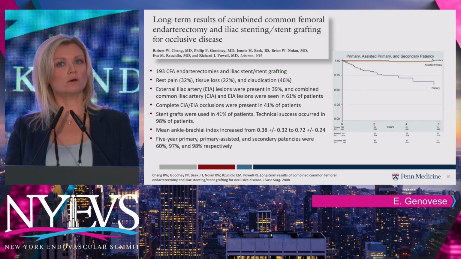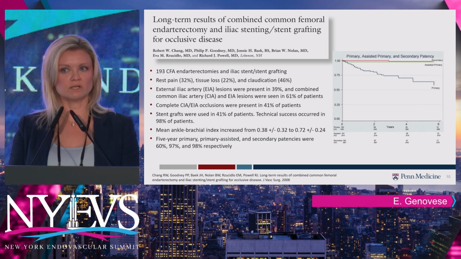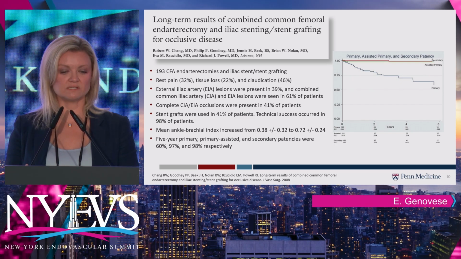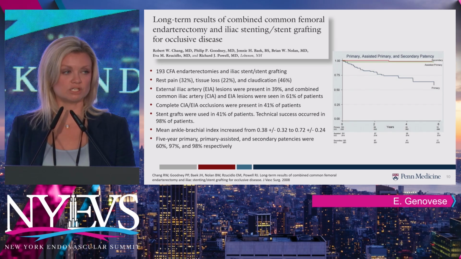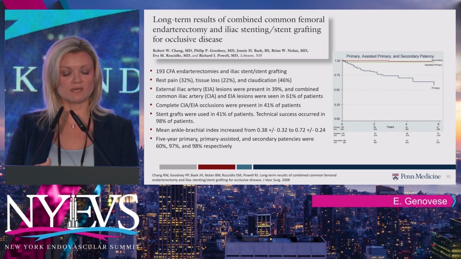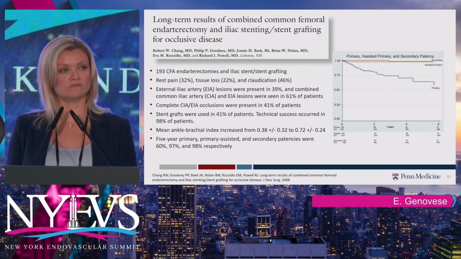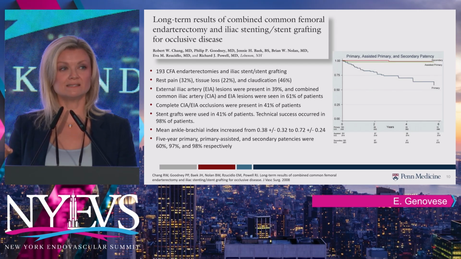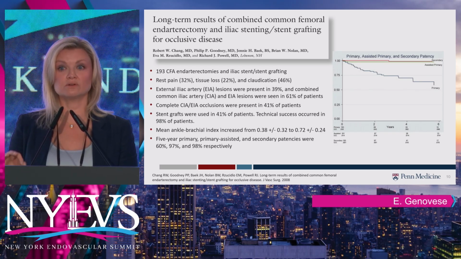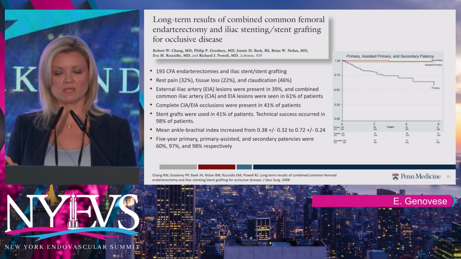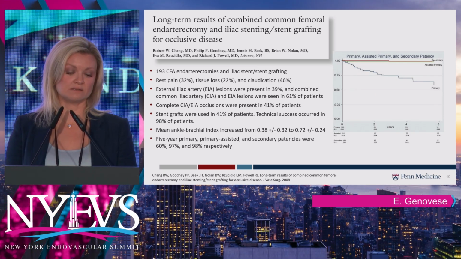When you look at some more longitudinal data from Dartmouth here, they were looking at retrograde iliac stenting for common femoral endarterectomies through a whole course of clinical symptoms, right? So rest pain, tissue loss, and claudication, where you have complete occlusion of the external versus not. What you can see is that over a 6-year period, primary assisted patency and secondary patency rates are quite excellent, almost near 100%, with a dip in primary patency down into the 60s at the 6-year period, but assisted and secondary patency being quite high.